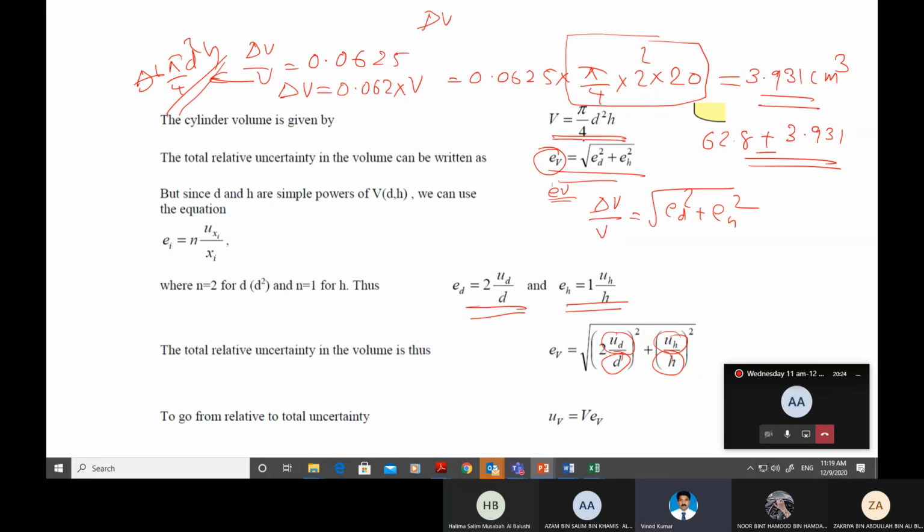So this is very simple. Whenever d squared comes, it is 2 times. If it is d cubed, 3 times. If it is d raised to 4, 4 times, error in diameter divided by diameter. If it is h raised to 1, 1 times error in height divided by height. Like that you calculate and multiply. But when you take the square, you take the whole square: 2 times ud by d the whole squared plus uh by h the whole squared. That is the uncertainty in volume. Clear? Yes, doctor. This uncertainty, remember, EV means delta V by V, error in V divided by V. If you want to calculate error in V, multiply by V.